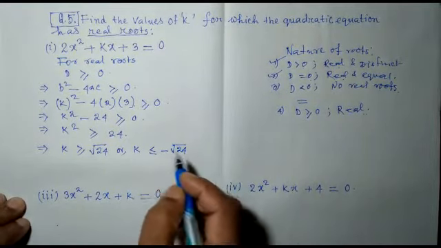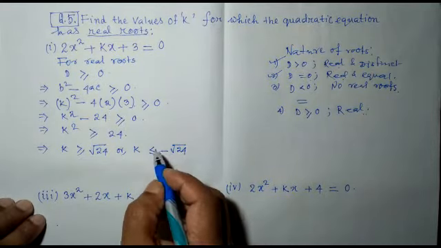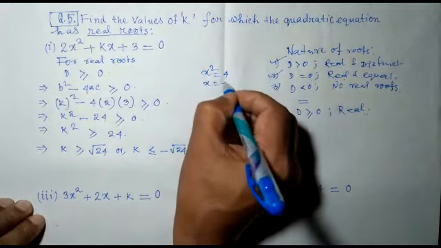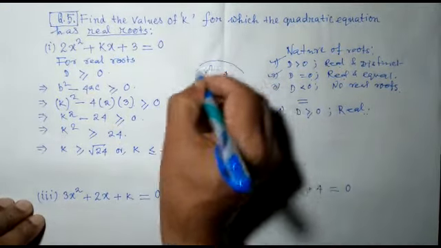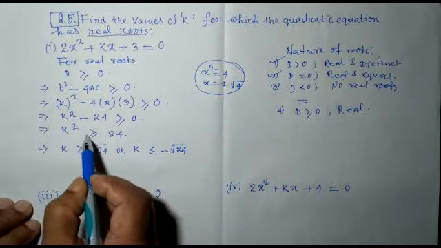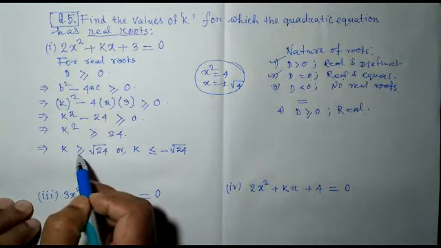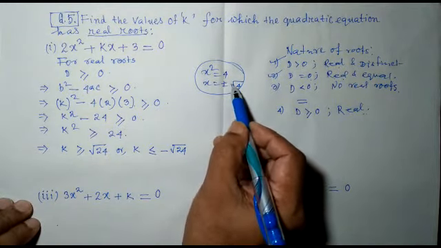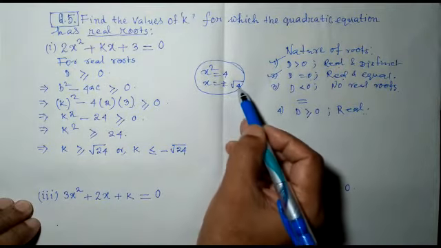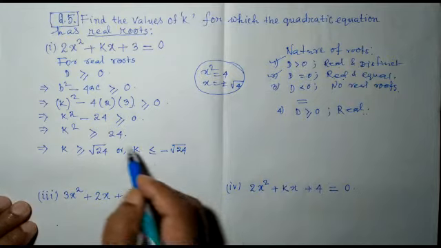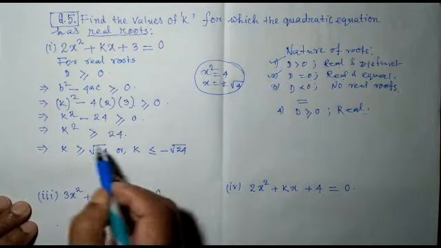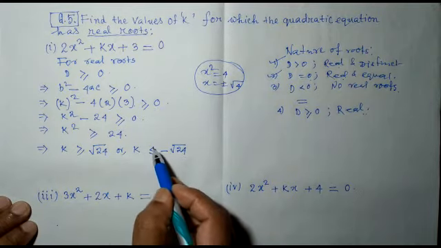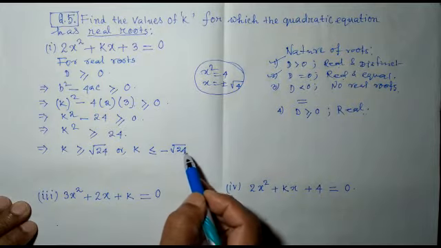Not like an equation. In case of an equation, suppose x square equals 4, we write what? x is equal to plus minus square root 4. But this is an inequality connected by greater than or smaller than. We cannot write plus and minus together. So we have to write plus square root 4 here and minus square root 4 here, separately. And when we take minus square root 24, this greater than symbol will change into smaller than. So it will become k less than or equal to minus square root 24.